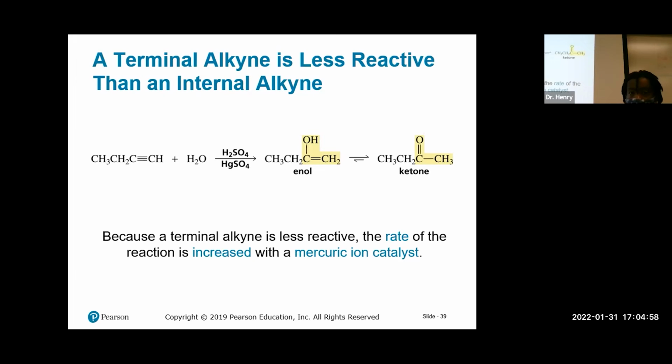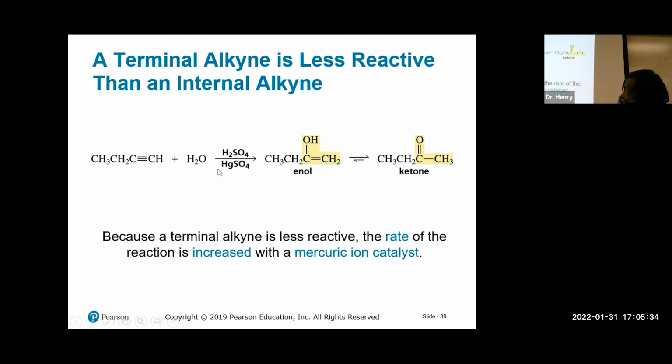Okay. So terminal alkynes are less reactive than internal alkynes. In the case of this terminal alkyne here, we're using water, sulfuric acid, and mercury sulfate. We have to use mercury sulfate to increase reactivity. Otherwise, it would take forever for this reaction to occur. It wouldn't happen. Without the mercury sulfate, we really need that mercury ion to get this to happen.